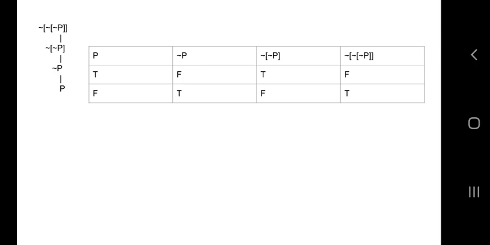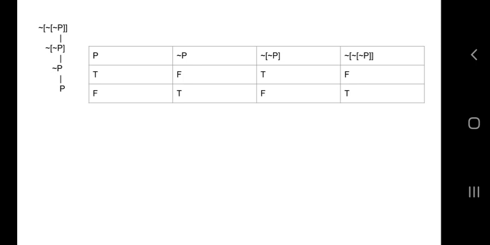But the truth table here, there's only one variable, so there's only 2 possibilities. So we're only going to have 2 rows. There's the row for when P is true, and there's the row for when P is false. Now, the second column here has to be not P, and if P is true, then not P is false. If P is false, then not P is true. Now, for the column not bracket not P, that's going to be the opposite truth value of the not P column. So in the first row, since not P is false, not not P is true. And then in the second row, since not P is true, not not P is false.